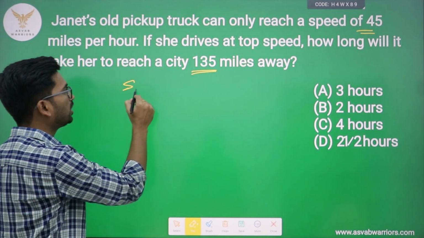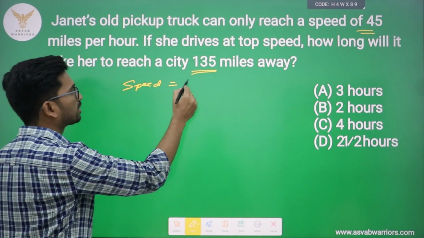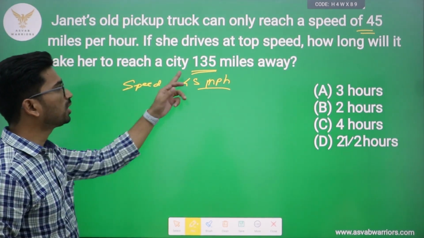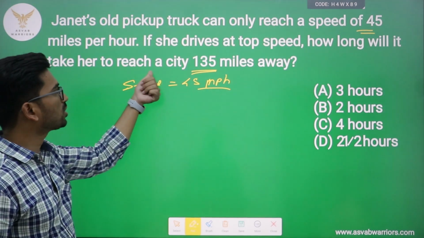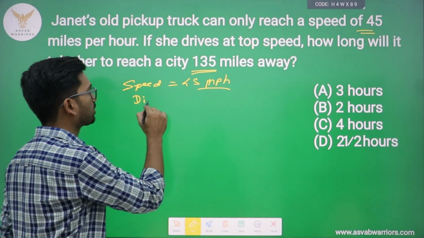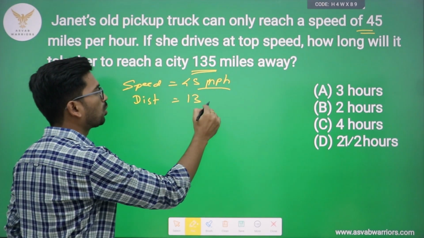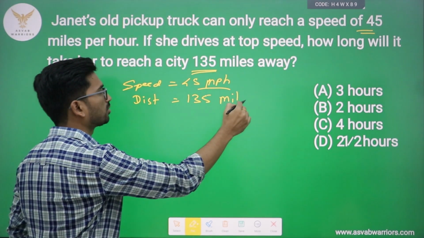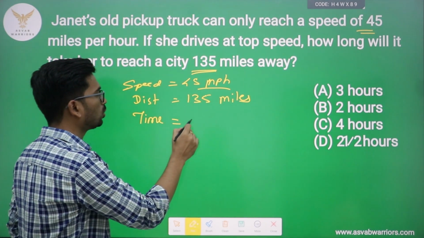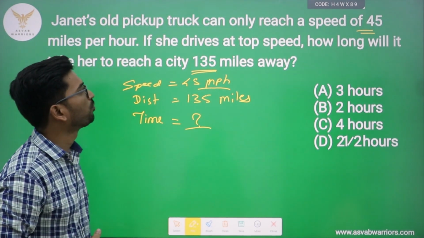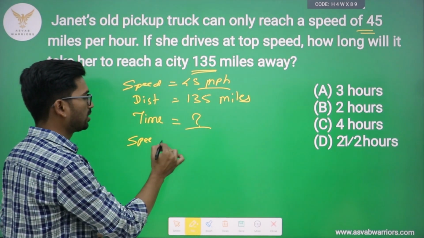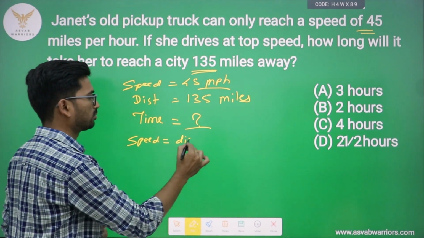So we'll write down speed. Speed is equal to 45 miles per hour. And we have been given that she needs to reach a city which is 135 miles away. What is this? This is distance. Distance is given as 135 miles. And we need to calculate the time she will take to reach this city. Now how to do that? We know that the formula for the speed is distance upon time.